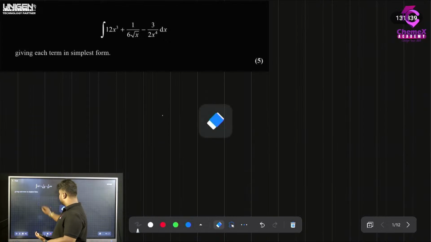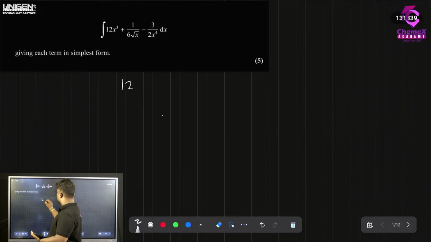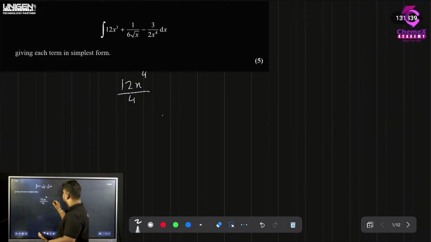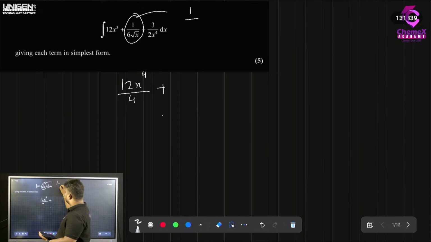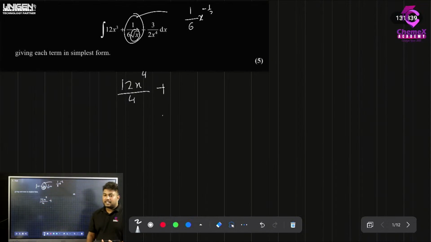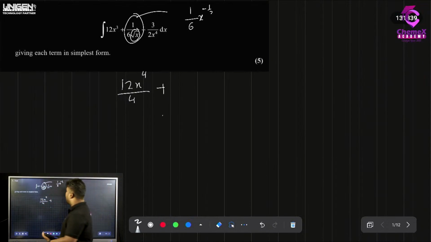12 x to the power 4 divided by 4, because you add 1 to the power. Plus, this can be written as 1 over 6 x to the power minus half. Why do I put minus half? Because in the denominator it's power half, so if you take it up, it's minus half. Minus 3 over 2 x to the power minus 4.